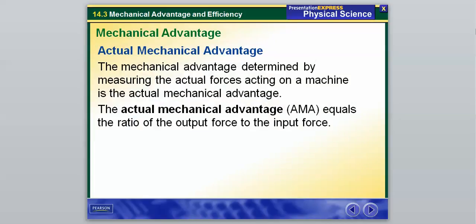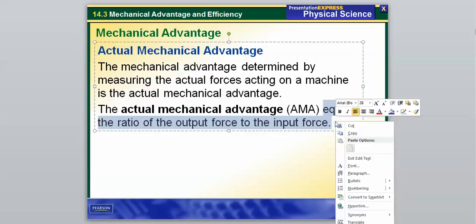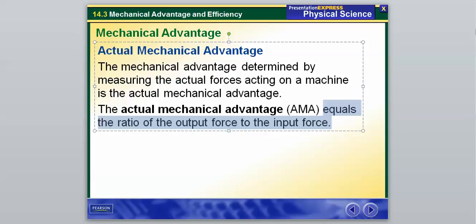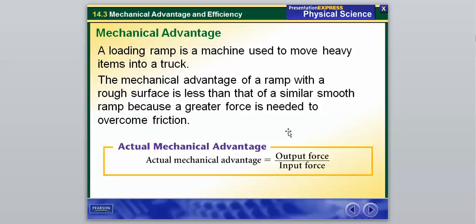So our first type of mechanical advantage is actual, and it's going to be abbreviated AMA. So anytime you see that, that stands for actual mechanical advantage. The mechanical advantage determined by measuring the actual forces acting on a machine is the AMA, or actual mechanical advantage. And we can calculate this by taking the ratio of output force to input force. So it's pretty simple. I think our next slide actually has that. Okay, so yeah, you just divide the output force, so how much force is generated, over how much force you put in, and that will give you the actual mechanical advantage of the machine. It's pretty simple. What is it putting out over what you put into it?